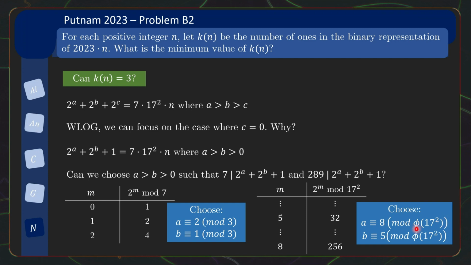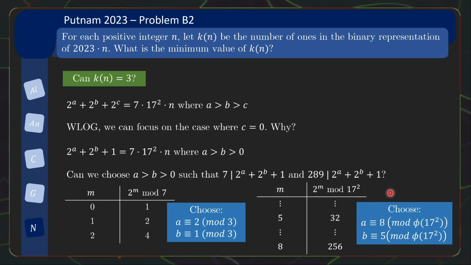So what we know is that after phi of 17 squared steps going through this thing, the cycle will begin itself again. It's not a shorter cycle length, but it's a cycle length that will cause the pattern to repeat itself. So as long as we choose a congruent to 8 mod phi of 17 squared and b congruent to 5 mod phi of 17 squared, we will guarantee that 2 to the power of a is 256 mod 17 squared and 2 to the power of b is 32 mod 17 squared.